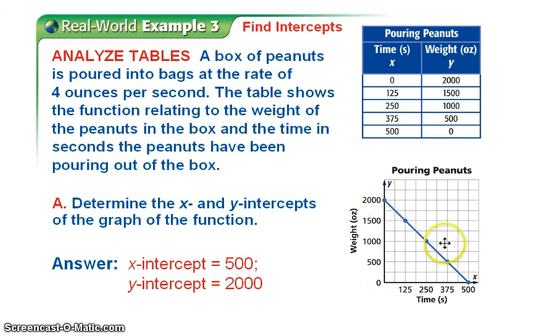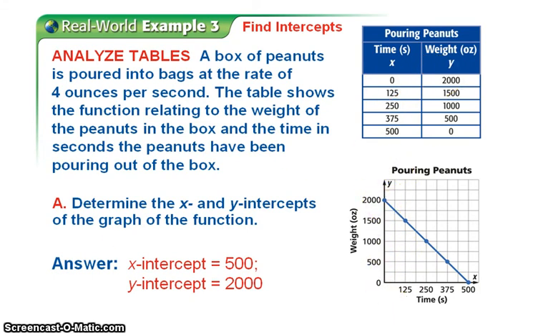Even if we didn't have this graph, you could look up here at your chart. Look right here: when x is 500, y is 0. So this is actually the ordered pair for your x-intercept, 500 and 0, right here. To find your y-intercept, you're going to find out where x is 0. So 2,000 and 0, or I said that backwards, 0 and 2,000, there is your y-intercept.